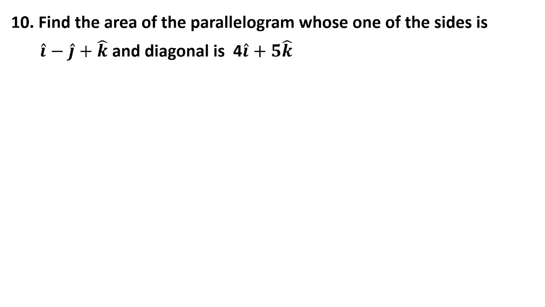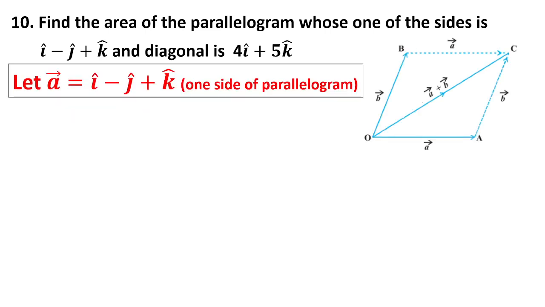Find the area of the parallelogram whose one of the sides is i minus j plus k and the diagonal is 4i plus 5k. Be careful. We have to find the area of a parallelogram using the formula magnitude of A cross B only when the two vectors are the adjacent sides. But it is given one side and the other a diagonal. Therefore, let us take A as one side and B as the other side.